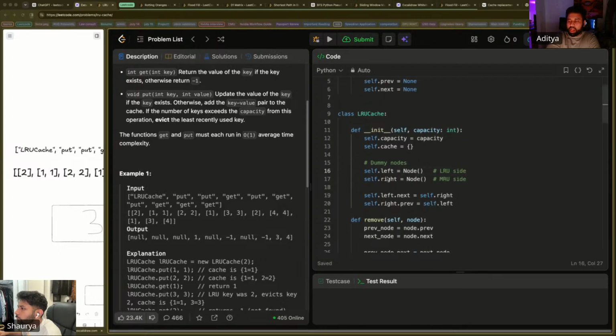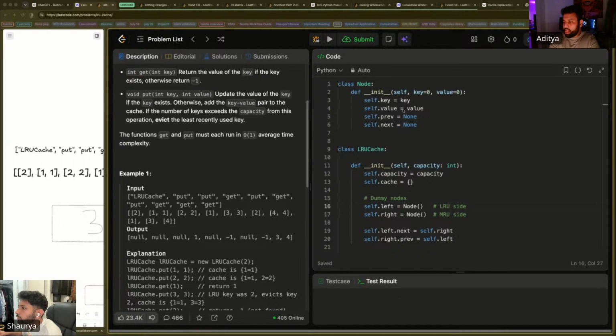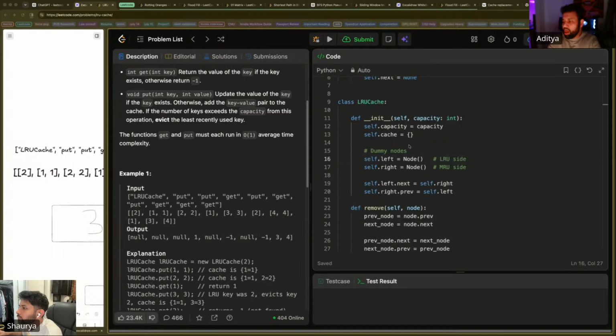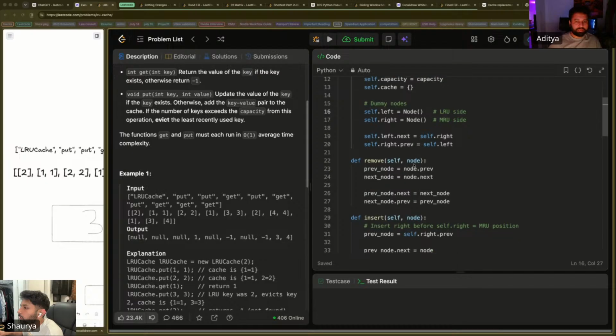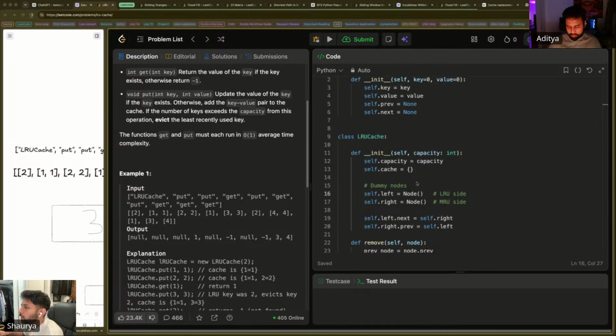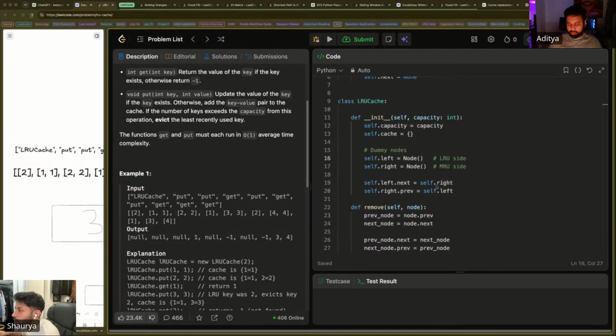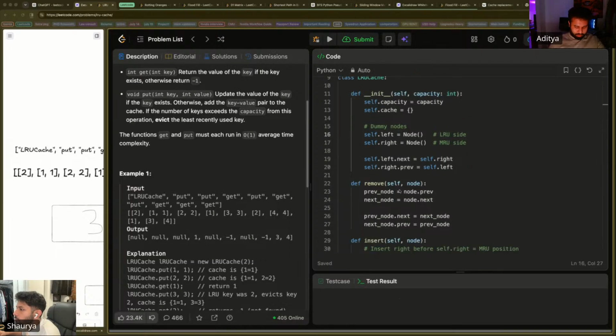Remove a self node. Okay, node was key zero value. Key value dot prev. And over here, node self dot left is going to be put in node. Self dot next dot next is equal to self dot right. And now previous node is equal to node dot prev.